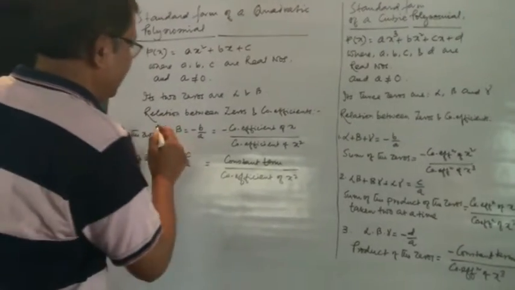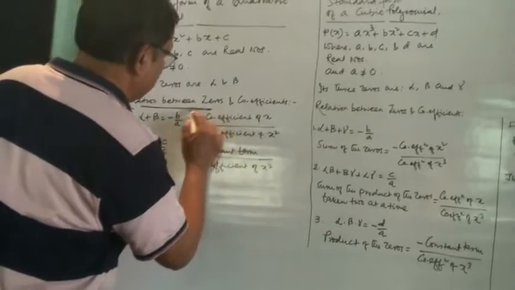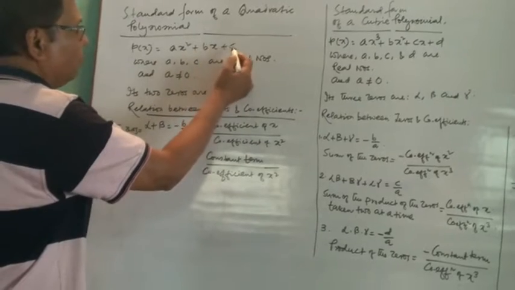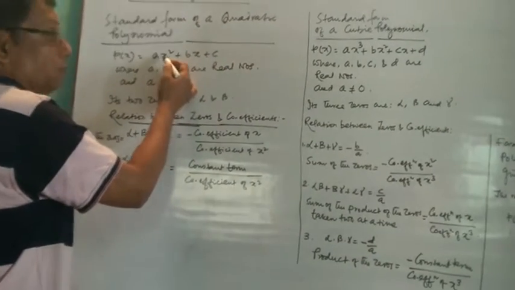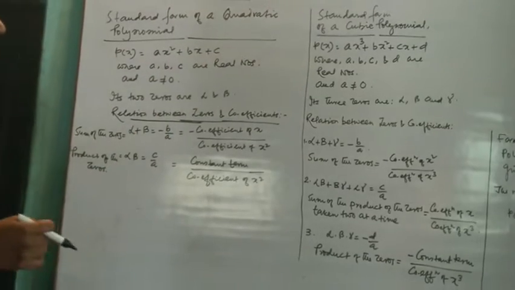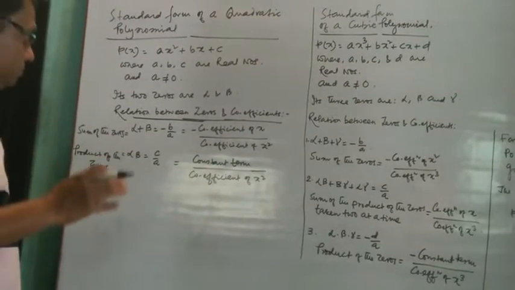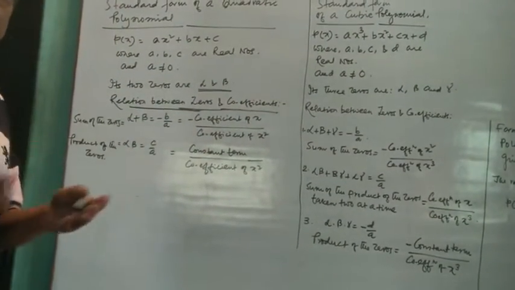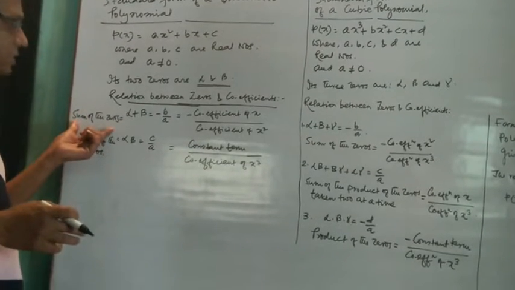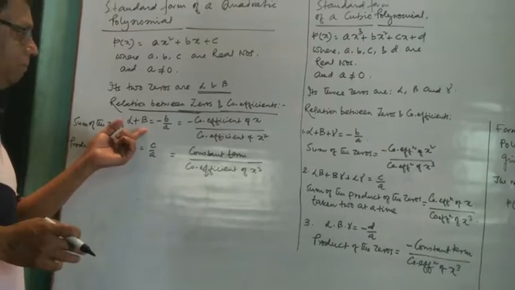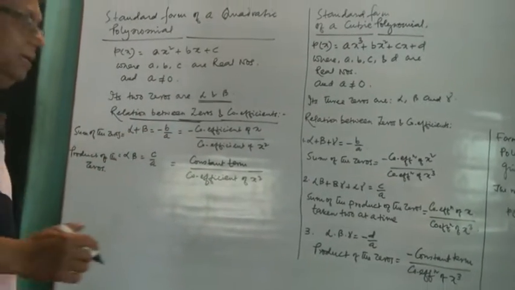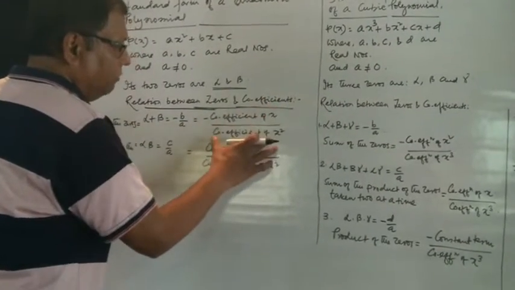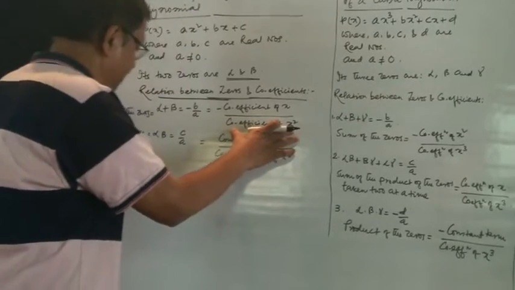We have supposed that its zeros are alpha and beta. Then comes the relation between zeros and coefficients, the most important thing. In this polynomial, a is a coefficient, b is a coefficient, c is also a coefficient. a is the coefficient of x², b is the coefficient of x, and c is the coefficient of the constant term. And its zeros are alpha and beta. What is the relation between these zeros and coefficients? The sum of the zeros, alpha + beta, will always be -b/a. That means minus the coefficient of x divided by the coefficient of x².